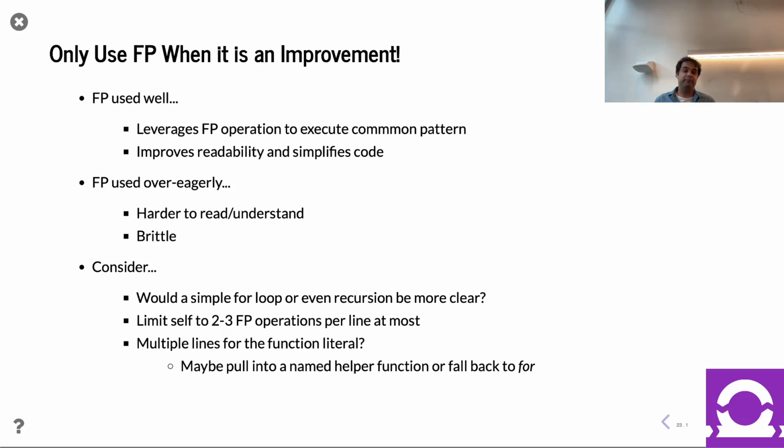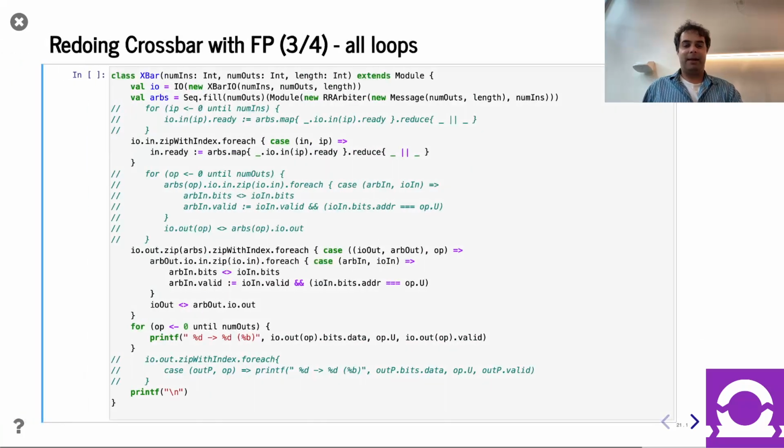As a counterpoint, think about whether a simple for loop or even recursion would be more clear. I say two to three FP operations per line at most. Three should be rare. I think two is a good limit. If you find your function literal is getting really long, perhaps you should just name it as a function. Rather than having this inline syntax like we had here, which is technically perfectly valid Scala and works fine in this case, if it starts getting really big, you can just define a function and make it really clear this is a function you're calling on something.